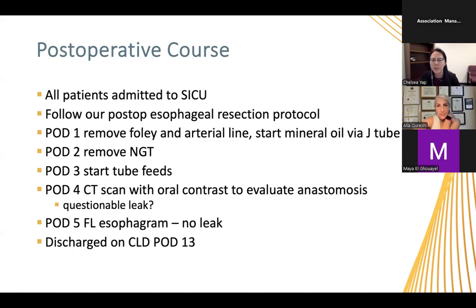On our patient, there was a questionable leak with a small amount of air around the anastomosis, so we actually did an esophagram on day 5 that confirmed that there was no leak. And then ultimately, the patient was discharged on post-op day 13 once home health and all his tube feeds for home were set up.